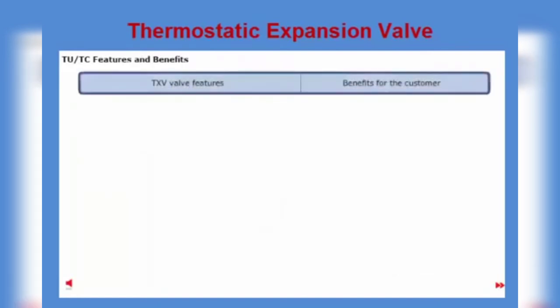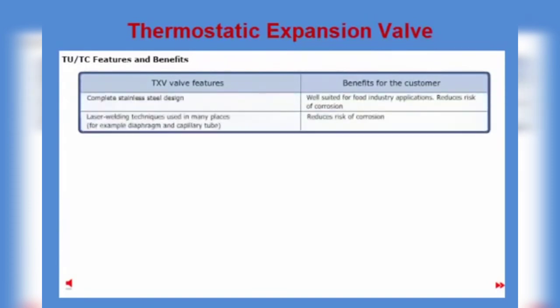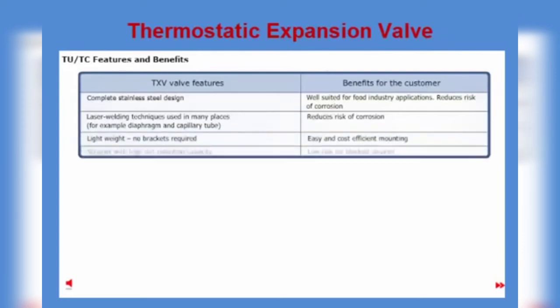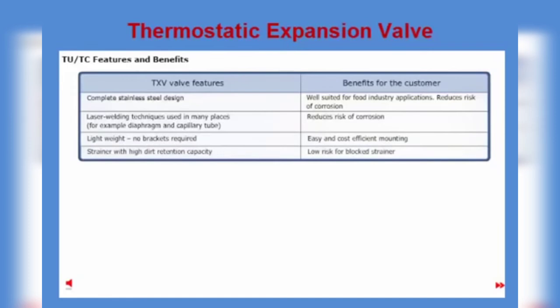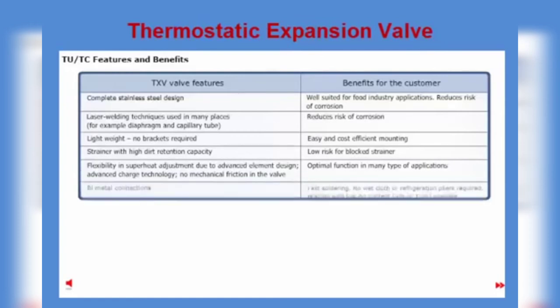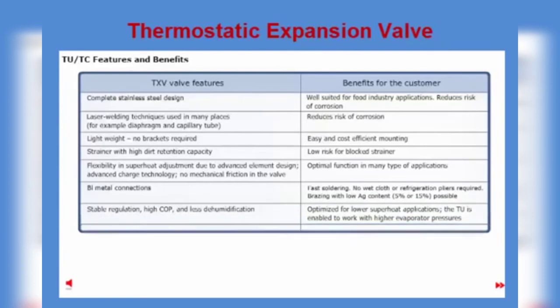Here you can see some general features and benefits of the TU-TC valve. Complete stainless steel design. Laser welded techniques used in many places, for example, diaphragm and capillary tube. Lightweight, no brackets required. Strainer with high dirt retention capacity. Flexible superheat adjustment due to advanced element design. Advanced charge technology, no mechanical friction in the valve. Bimetal connections. Stable regulation, high COP, and less dehumidification.